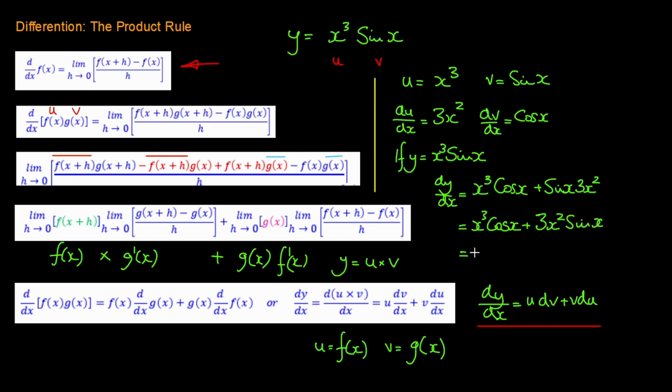And maybe for one more line of simplification, you can take an x squared out, and this is x squared times (x cos x plus 3 sine x). And there's your answer in its most simple form.